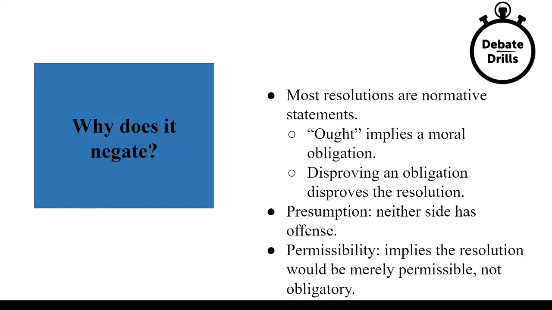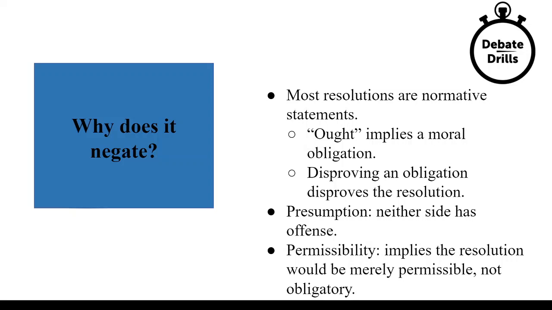So why does skepticism negate? So there are three main ways that it negates. So the first is just directly disproving the resolution. So most LD resolutions are normative statements, which means that they prescribe some course of action and have some sort of obligation. So for example, the word ought implies a moral obligation. Similarly, the word should is normative because it's saying that a certain actor has an obligation, although most LD resolutions use ought. So the skep debater will argue that by disproving the ought claim, i.e. by disproving that there's a moral obligation to do the resolution, that disproves the resolution directly.